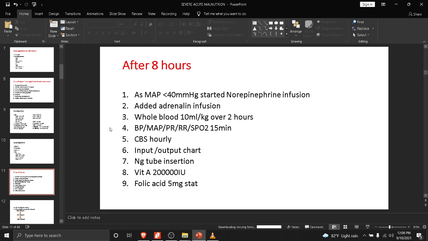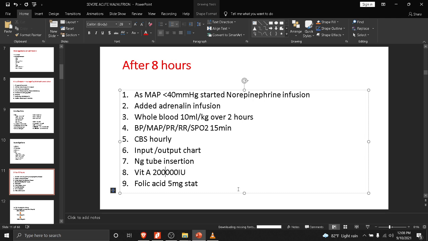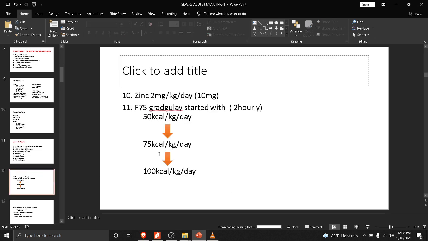We continued monitoring at 15-minute intervals and a CBS was done. The input-output chart was started with NG insertion, and we gave a vitamin A megadose of 200,000 international units with a folic acid dose of 5 mg. Also, zinc, the micronutrient, was started, given 2 mg per kg per day.